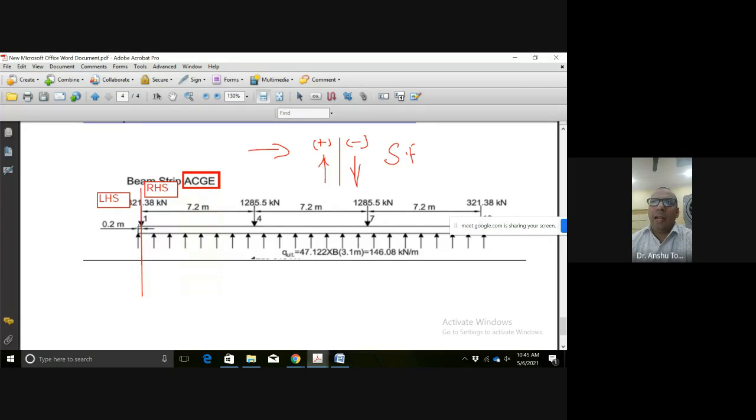Okay, on the left hand side, we are having just pressure which is acting from down to up. That is, if we go by this particular sign convention, it is going to be positive. So just on the left hand side, we are having 146.08 kilonewton per meter as a UDL. Is anything else acting on the left hand side?